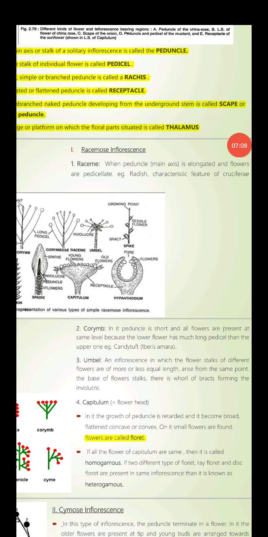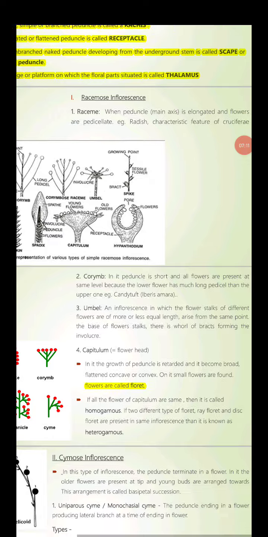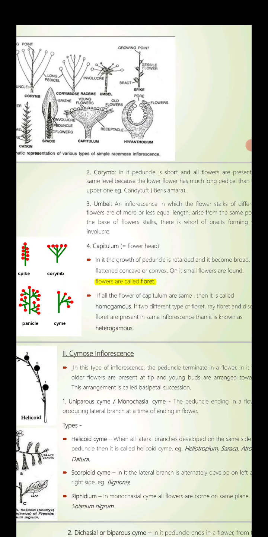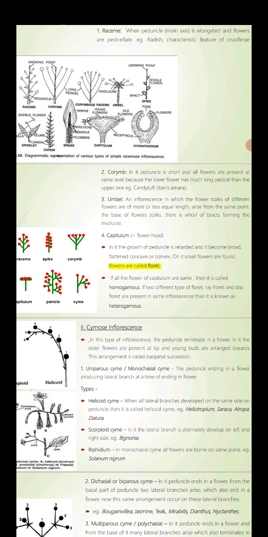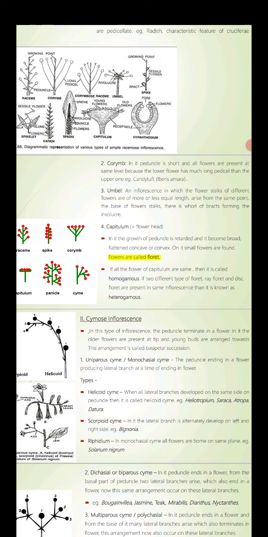Okay. So this is the racemose type of the inflorescence. Next thing is the cymose inflorescence. What's the meaning of the cymose inflorescence? Cymose inflorescence is a type of inflorescence in which the peduncle terminates in a flower.